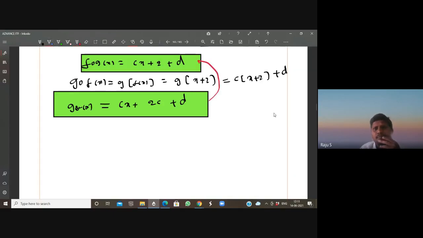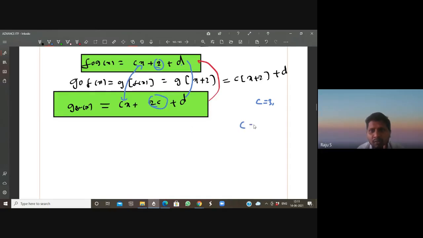Is that true? Yes, students. If I take, for example, C equal to 3 and D anything, D is always equal to D. If I give C equal to 3, are f circle g and g circle f equal? The cx terms are equal, but the only difference is that here there is 2 and here there is 2C. Cx, no problem. D, no problem. You can give any D value. But here 2, and here 2C.